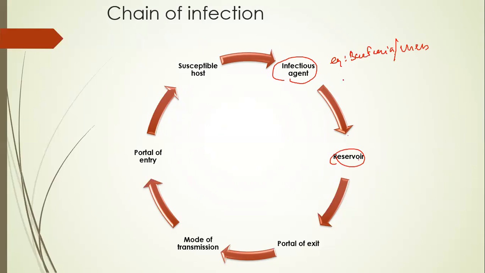These microorganisms can be present in this reservoir. Sometimes it may be an animal, maybe a human being, or whatever it is. And portal of exit means the release of these microorganisms from the reservoir. Then through the mode of transmission, it will enter into a susceptible host through the portal of entry, so that this cyclic process will continue. We can discuss each term in detail.